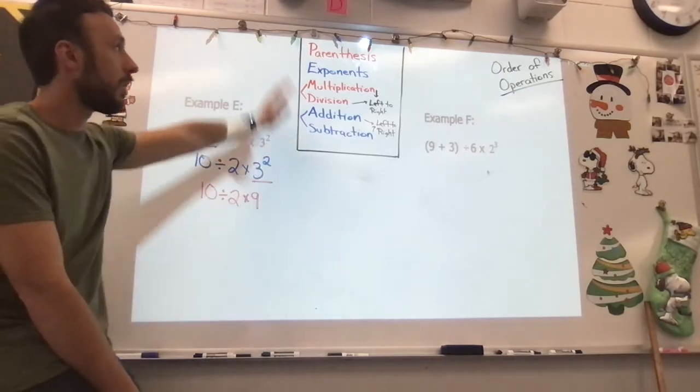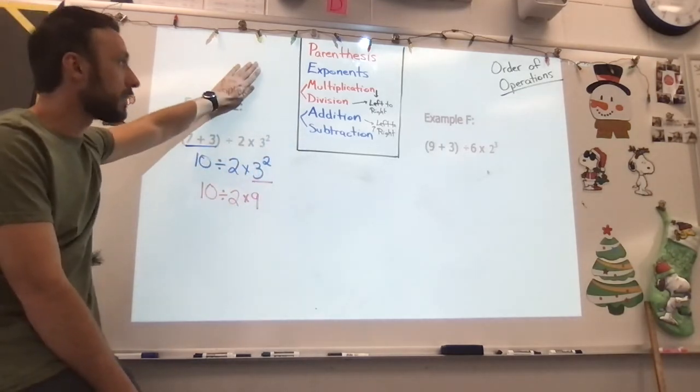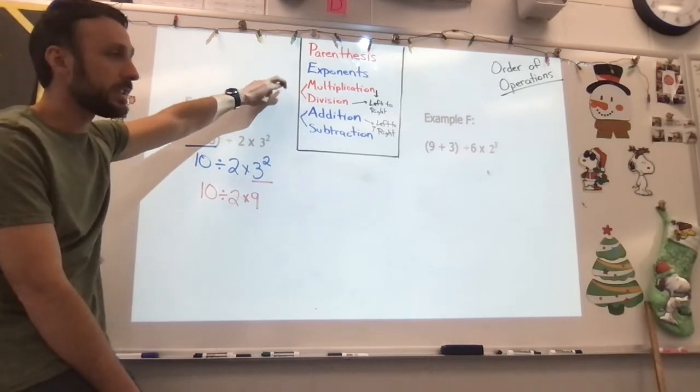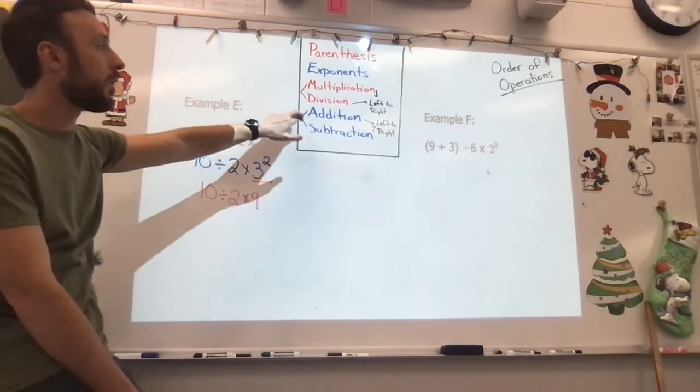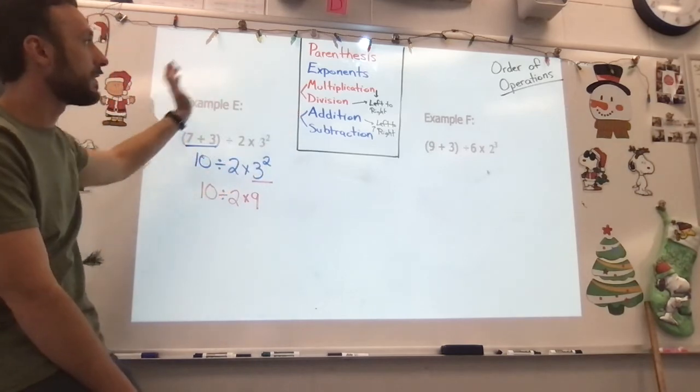When all I have left is those two steps right there, I work from left to right. I do all my parentheses. I do all my exponents. And then I do all my multiplication and division together from left to right. And I do all my addition and subtraction together from left to right.